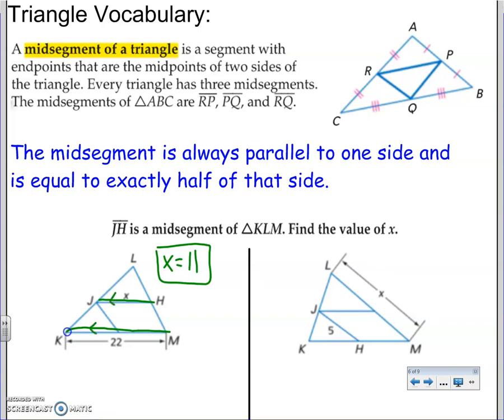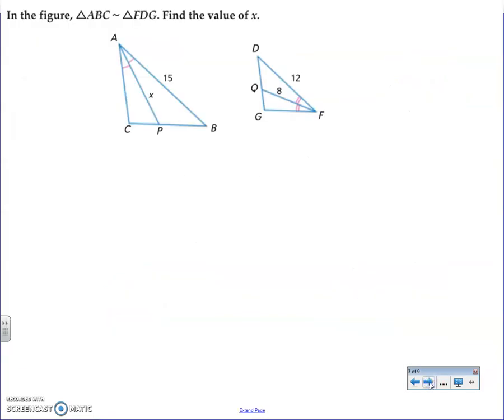All right, over here, again, JH is the midsegment of the entire thing. If the midsegment is 5, you double that to get this whole thing. You get x equals 10. All right, the midsegment is smaller. So if you're starting from small going to big, you double it. If you're going big to small, you half it. Again, if we need it, these lines are parallel. All right, so nothing crazy special. A few more of these.